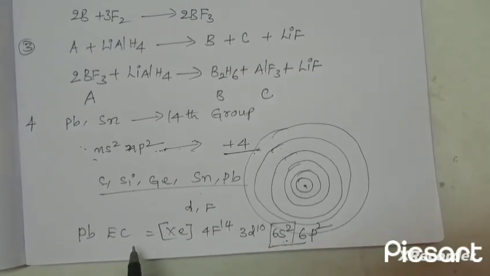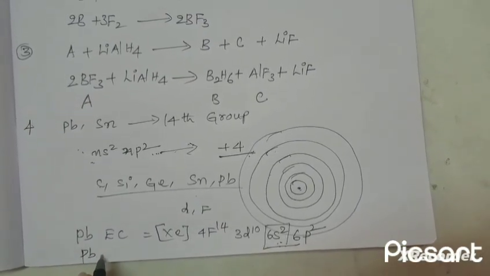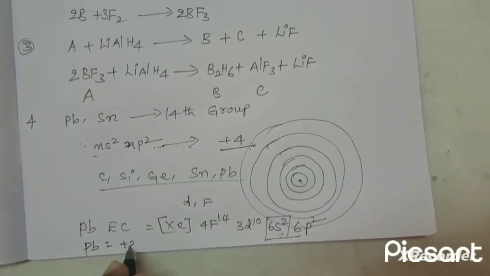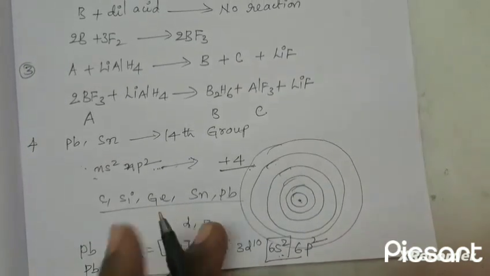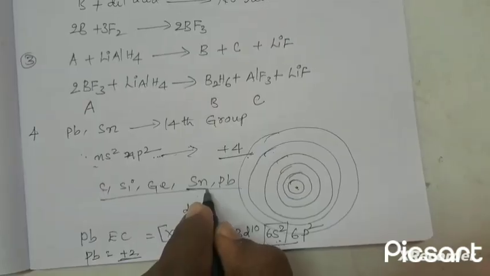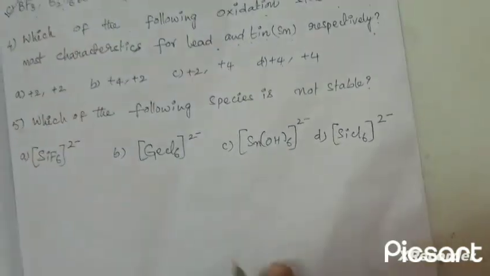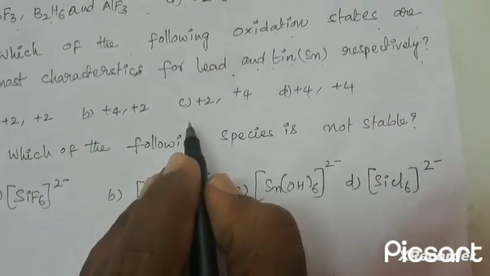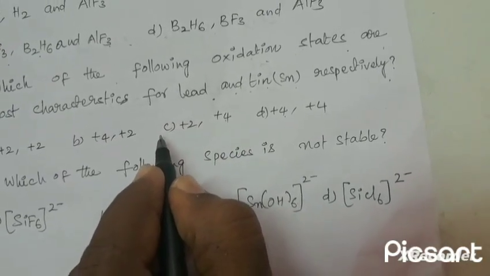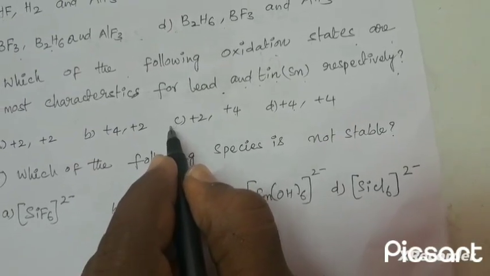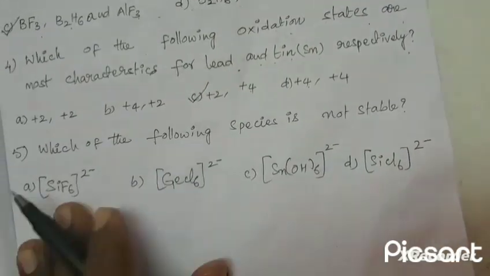Because of that, lead can show the stable electronic configuration only +2, not +4. So lead can show +2, and tin can show +4, obviously, which is a 14th group element. So lead +2 and tin +4 oxidation state is the most characteristic oxidation state for the elements. Okay, option C is the correct answer.